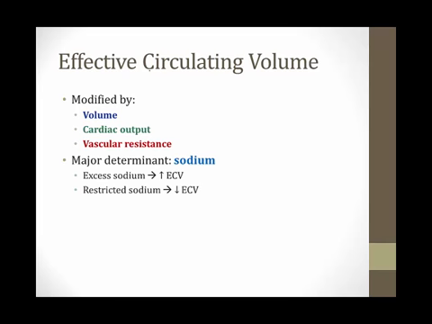The effective circulating volume in the body can be modified by three factors. First of all, it can be modified by the total volume of fluid in the body. Under normal circumstances, if you increase or decrease the total volume of fluid in the body, you similarly increase or decrease the effective circulating volume. This volume can also be modified by cardiac output. If you raise your cardiac output, you will increase your effective circulating volume even though there is no change in total body fluid. This is because the fluid in the arterial system is more effective at perfusing tissues when the cardiac output is higher. You can also modify your effective circulating volume by changing the vascular resistance.